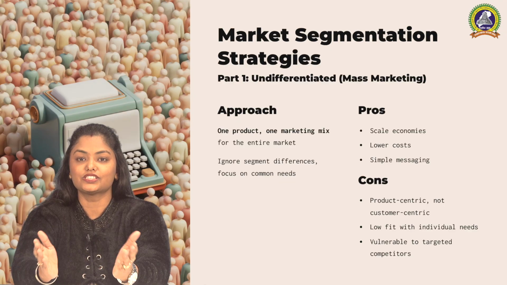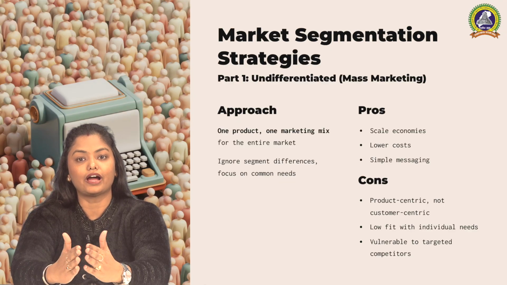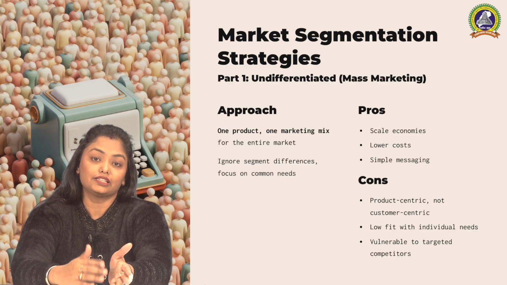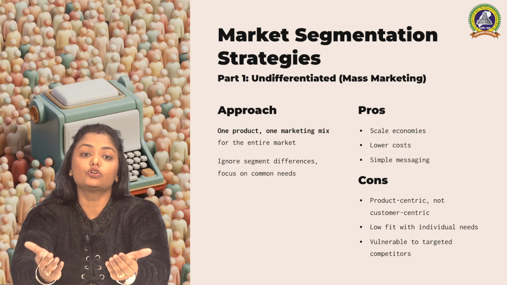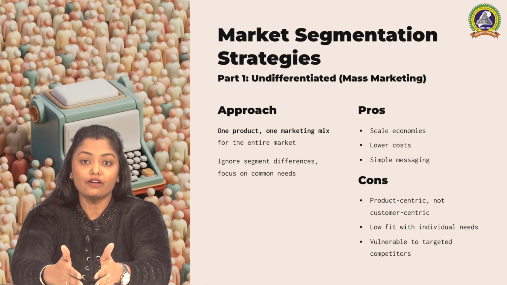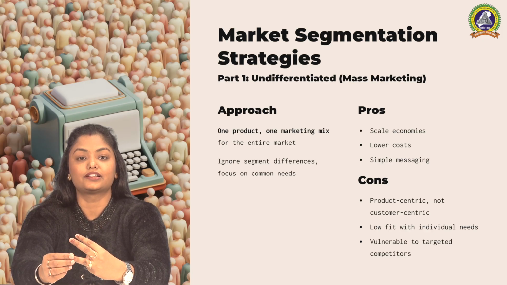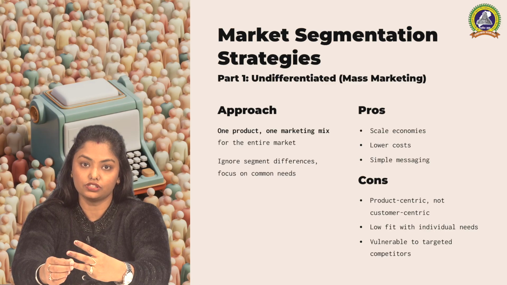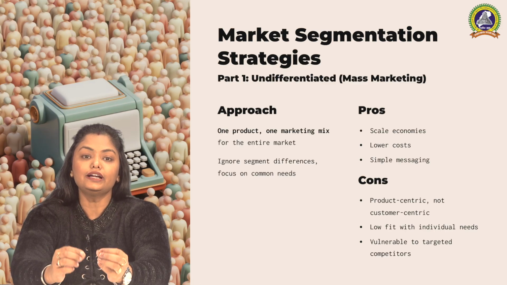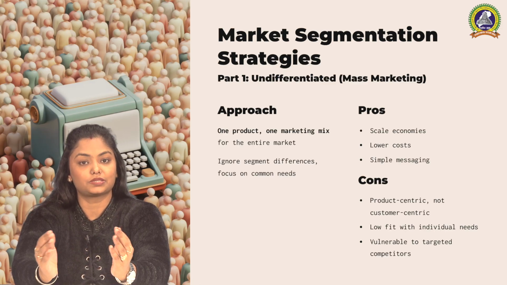So, you have successfully used these variables to divide your market into segments. The next question is, what is your strategic approach? You have three main choices. The first strategy is called market aggregation, also known as undifferentiated marketing or mass marketing.